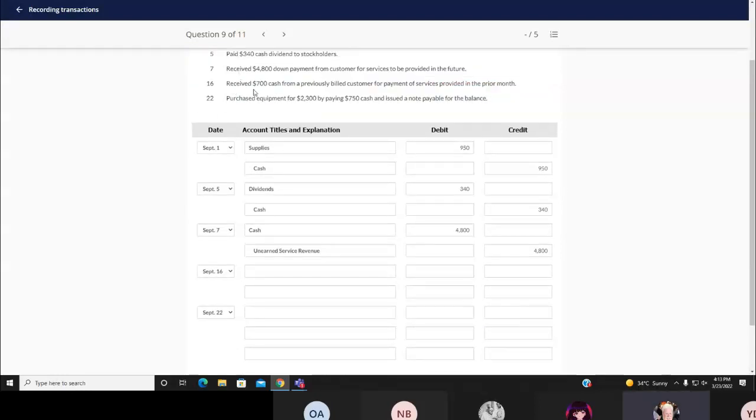Then I received cash from somebody who owed me. If they owed me, I have that person in my accounts receivable. Now they pay me cash, I reduce my accounts receivable. So the debit is cash and the credit is accounts receivable. When I credit my accounts receivable, it goes down. Very good.